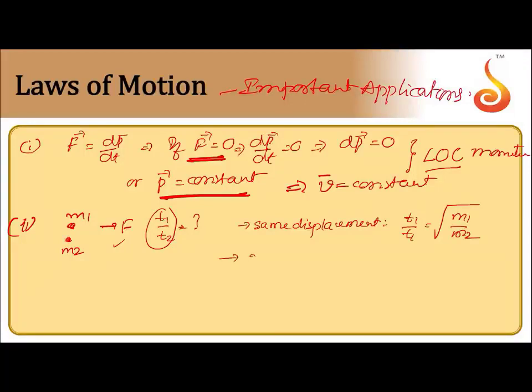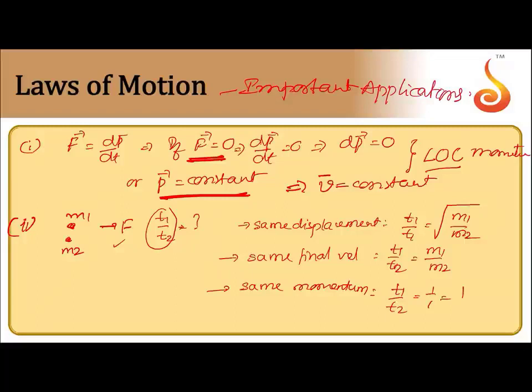Suppose they have the same final velocity, then the ratio of time T1 by T2 is equal to m1 divided by m2. I want you to remember these results, quite useful results. And if they have the same momentum, then T1 divided by T2 is equal to 1 by 1, 1:1. That means they take the same amount of time to have the final momentum.